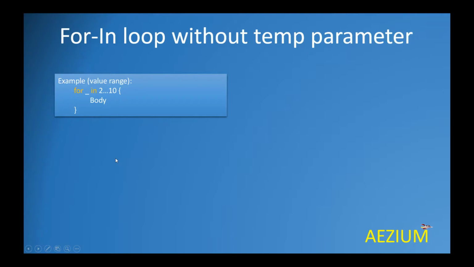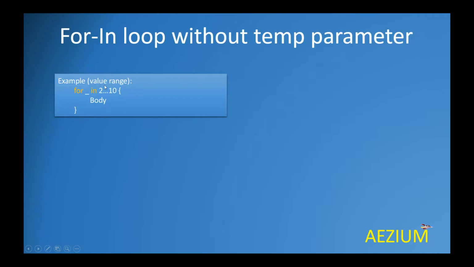If, when we are using a for-in loop, all we are interested in is the number of elements within our loop parameter, and we don't actually need to use the actual values of these elements, what we can do is replace the temporary loop parameter by an underscore. That means we don't care about the actual values which are extracted from the loop parameter. We are only interested in the number of the values out of the loop parameter.